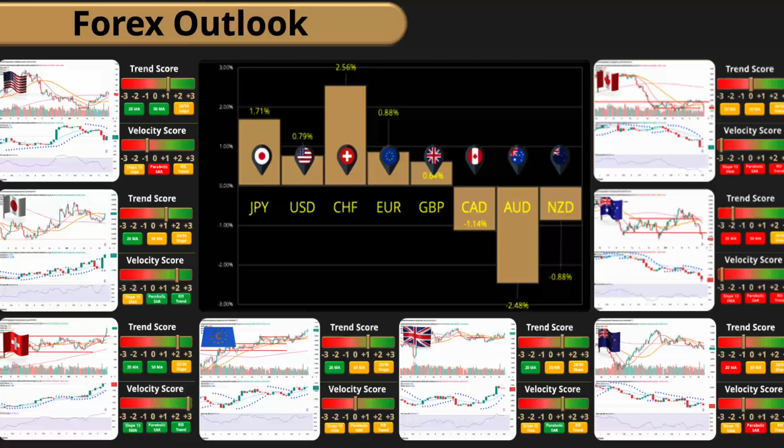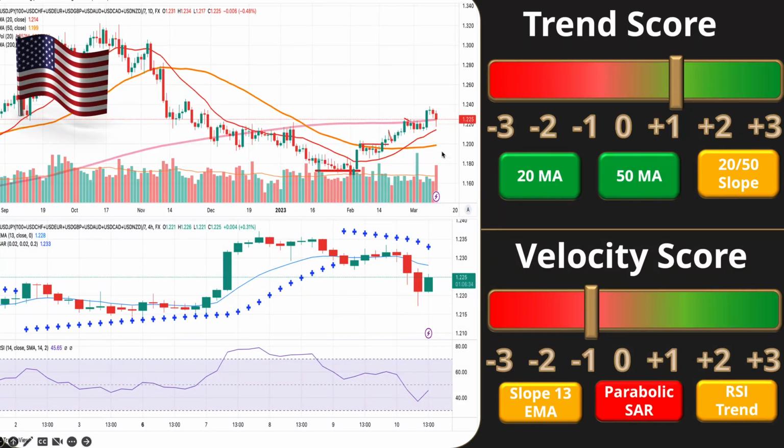So let's take a look at the currency market and see what that is telling us. Let's start with the US dollar. If you were following the US dollar since February, this thing has really done well. We were under severe pressure, and that has really reversed. We are now back above the 20, 50 and 200 moving averages.